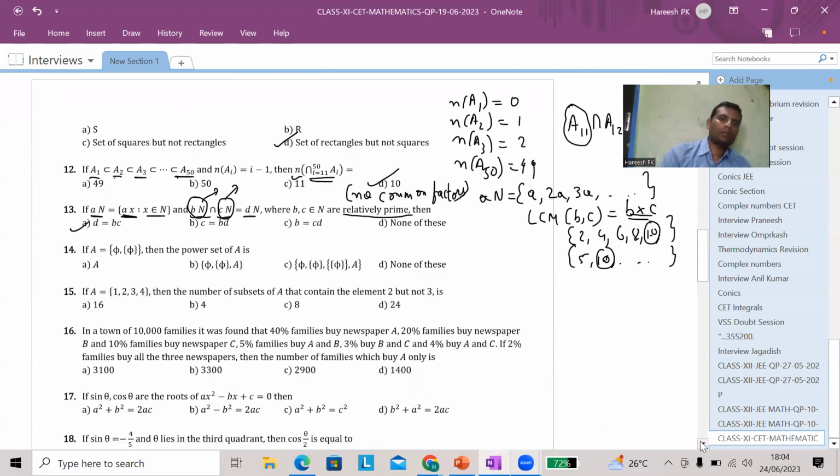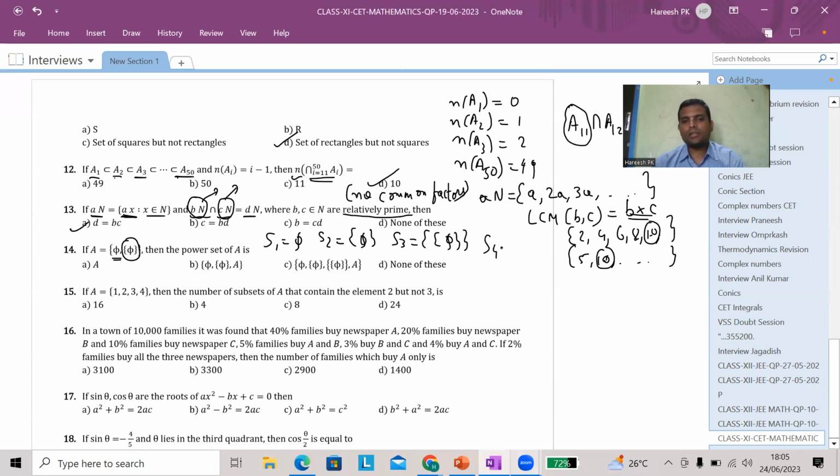Next, how do we write the power set? Power set means it is set of all the subsets. So let us write all the subsets. The first subset is a null set. Second subset is this first element is there in the set. Third subset is the second element is there in the set. Which is the second element? Second element is this. So this is there. That is the third subset. The last one is the entire set itself.